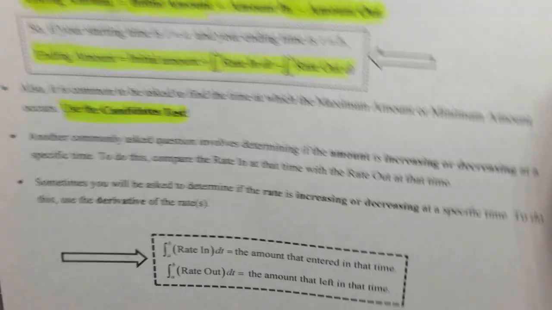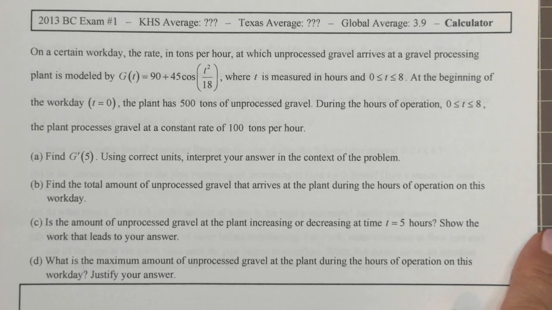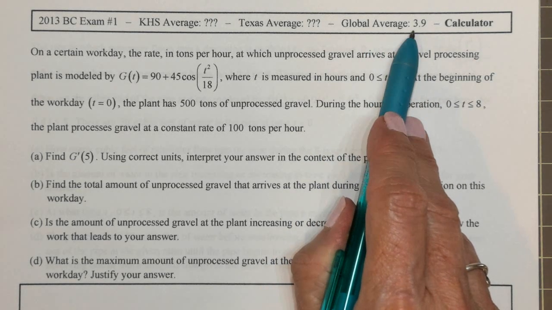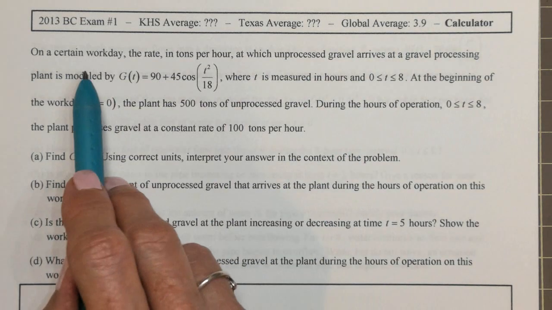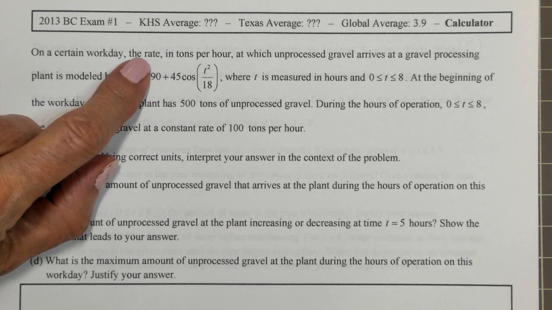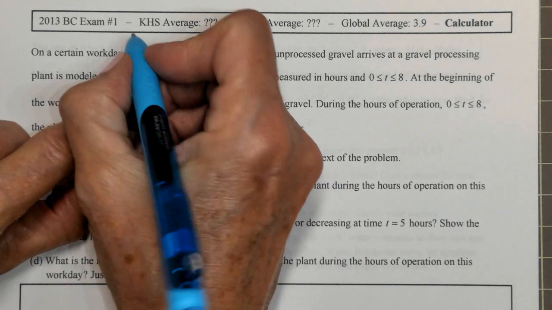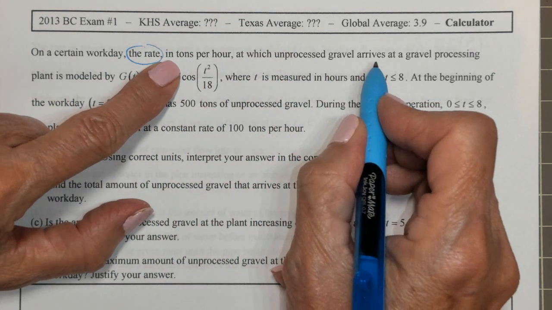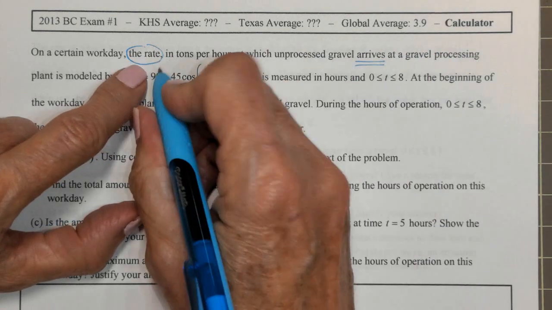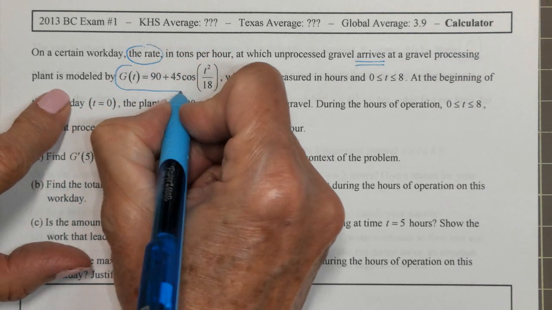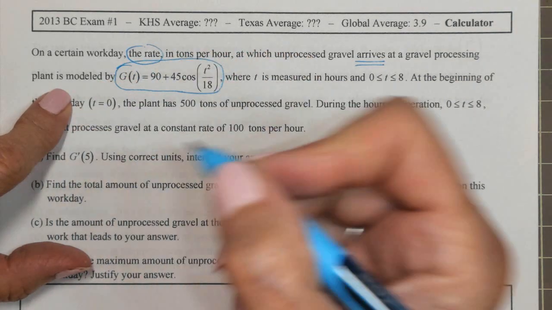Okay, let's take a look at a problem. We're going to take a look first at the problem from 2013. This is before I taught this course, but I know that the global average was 3.9. On a certain workday, the rate in tons per hour at which unprocessed gravel arrives at a gravel processing plant is modeled by this function. That's the rate in.